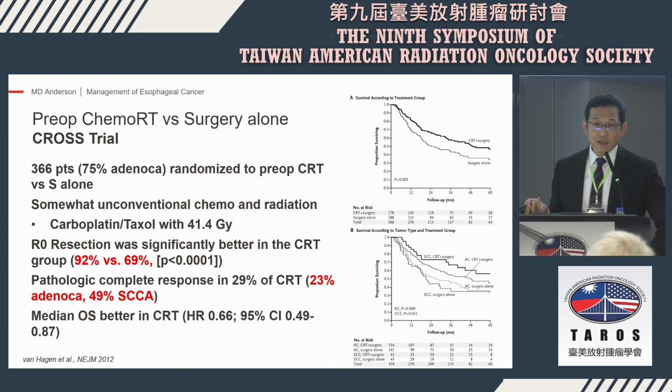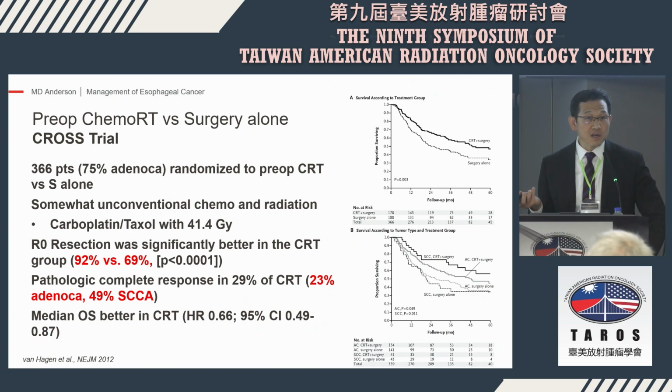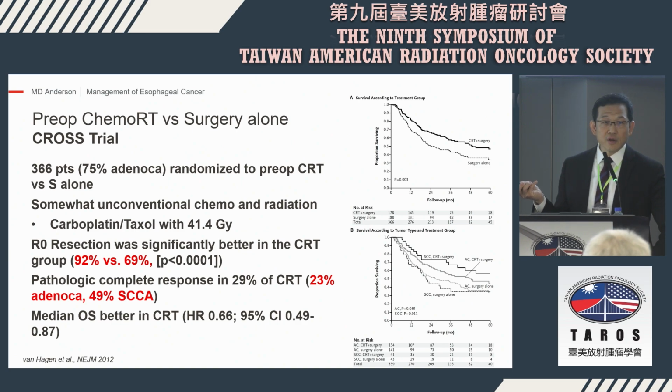Of course, this was done in the Netherlands, and it was the first actually high quality study that was completed. However, it was still somewhat unconventional because the chemotherapy was unconventional at that time. We were using 5-FU and cisplatin as the standard chemoradiation regimen. However, in this particular Dutch study, it was carboplatin and paclitaxel, so that's not standard. Also, the dose of radiation was not standard. They used a lower dose of 41.4 gray. Our dose in the United States was 50 gray, so it's a little bit lower than what we typically did in the U.S.